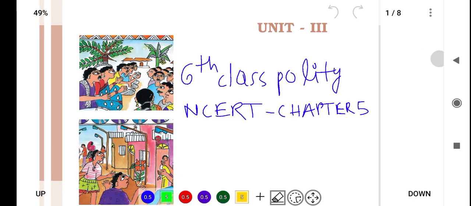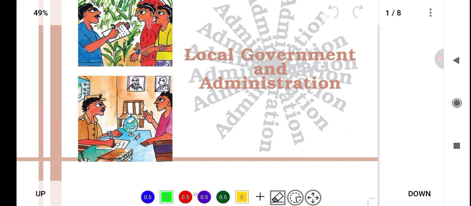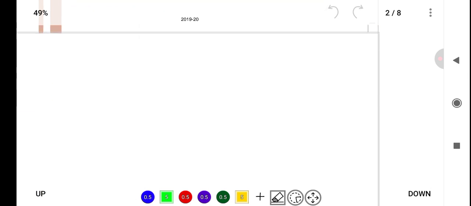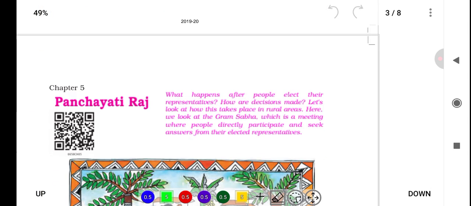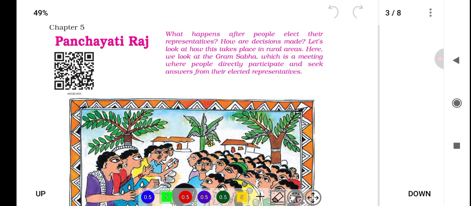So today we'll be starting with class 6 polity NCERT chapter 5. From here on we'll begin unit 3. Unit 3 is all about local government and administration. The heading of our new chapter is Panchayati Raj.